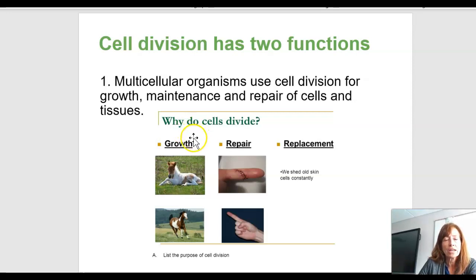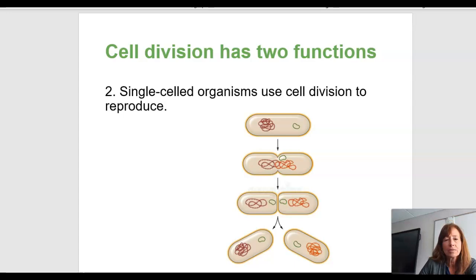When an individual cell or cells make another copy of themselves for the purpose of growth, repair, or replacement. The second possible function of cell division has to do more with these simple prokaryotic or single-celled organisms. They can use cell division just to make a new cell itself, so to actually make more of themselves. So this is their way of reproduction of the organism.